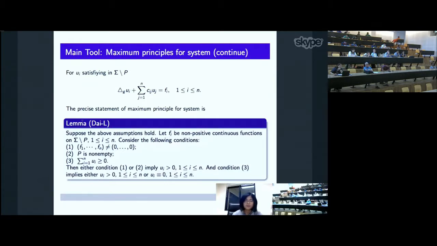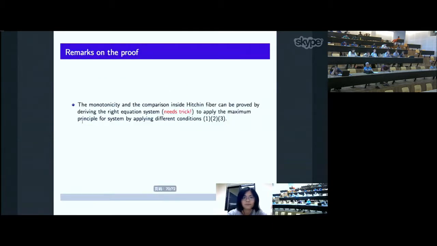So this lemma is our main tool, because this is how we deal with the system of these heat equations. The monotonicity and the comparison inside the Hitchin fiber, these two parts of the result can be proved by deriving the right equation system to apply this maximal principle, by checking which conditions are satisfied.